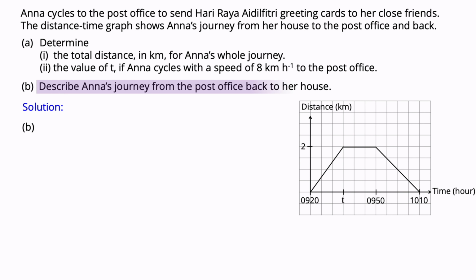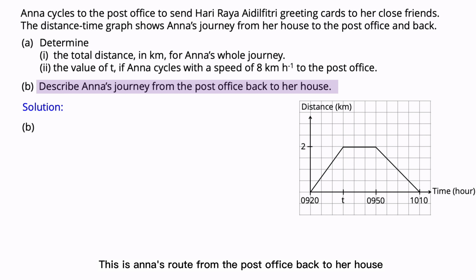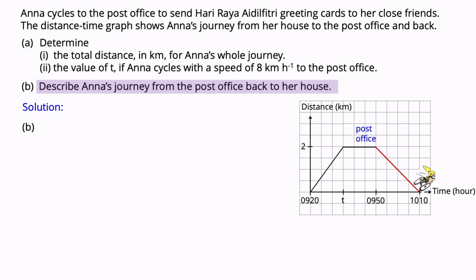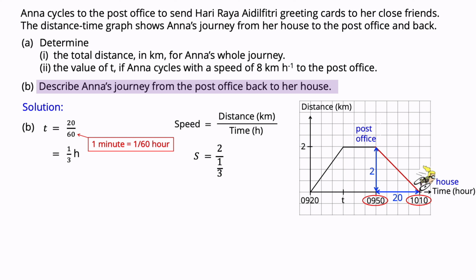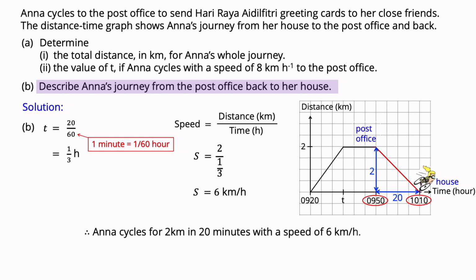B. Describe Anna's journey from the post office back to her house. This is Anna's route from the post office back to her house. Anna's house is 2 kilometers from the post office. It took her 20 minutes to get back to her house. Depart at 9:50 and arrive at 10:10. In this question, the unit of speed is in kilometers per hour. Convert 20 minutes to hours. 20 divided by 60. 1 minute equals 1 over 60 hour. 20 over 60 is 1 over 3. Find the speed. We divide distance by time. 2 divided by 1 over 3. We have a speed of 6 kilometers per hour. Anna cycles 2 kilometers in 20 minutes with a speed of 6 kilometers per hour.